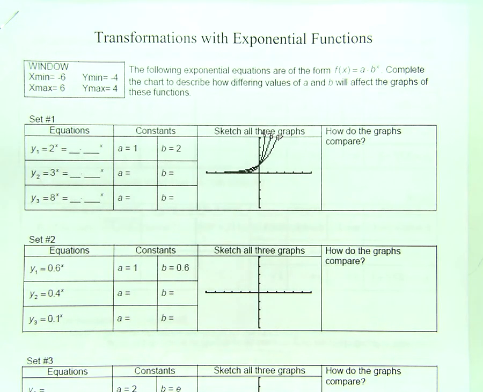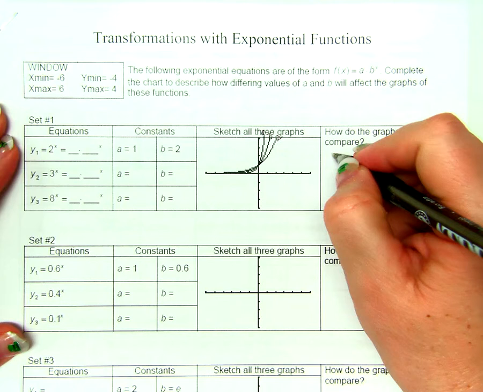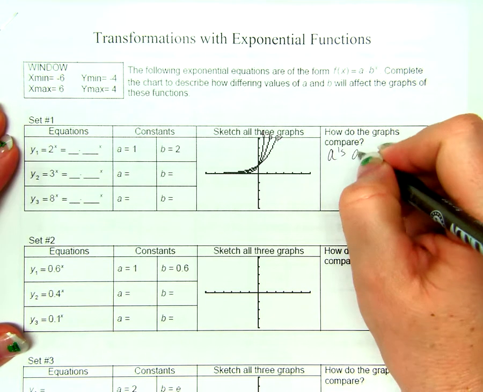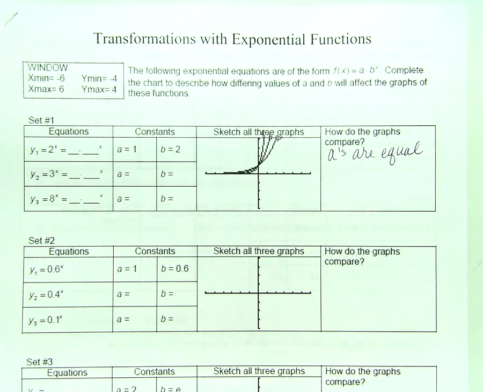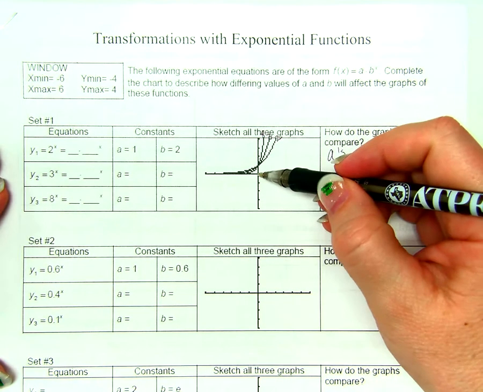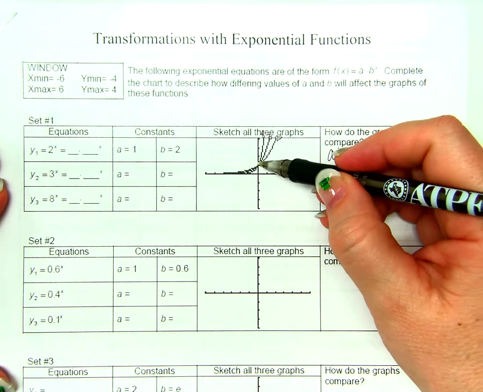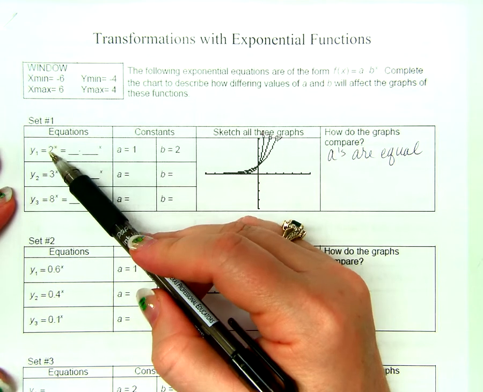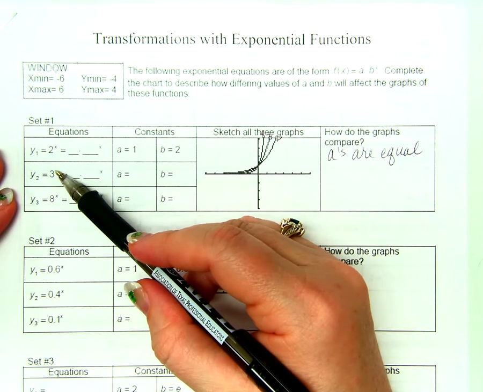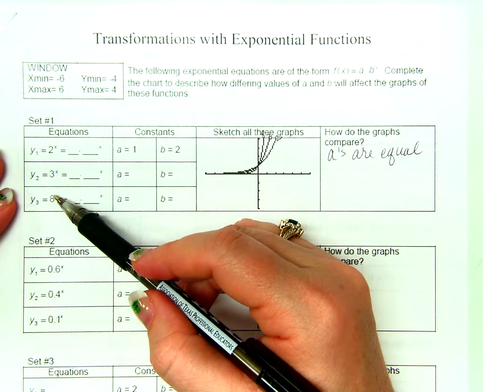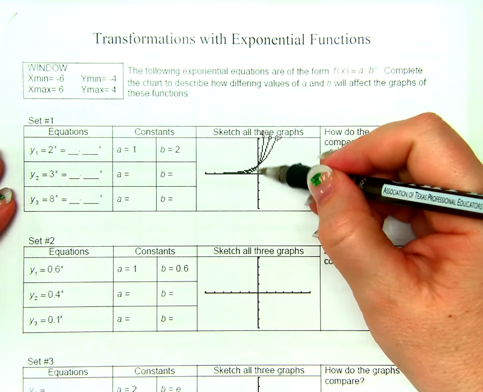The a's are the same. Okay, so a's are equal. How else? It does look like they have the same y-intercept, and in fact, they do. And think about this. When x is 0, what would y be? If x is 0, what's 2 to the 0 power? 1. What's 3 to the 0 power? What's 8 to the 0 power? It's all 1, right? So when x is 0, y is 1.